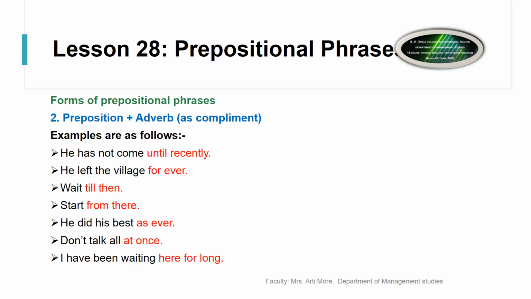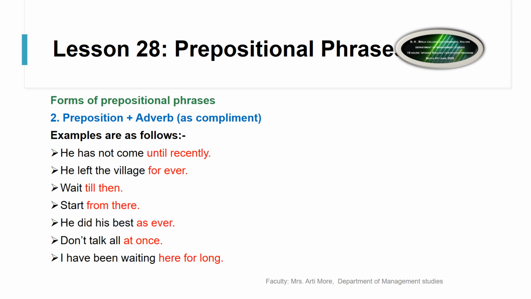First, he has not come until recently. Until is a preposition and recently is an adverb. So until recently is a prepositional phrase. He left the village forever. For is a preposition and ever is an adverb. So forever is a prepositional phrase.